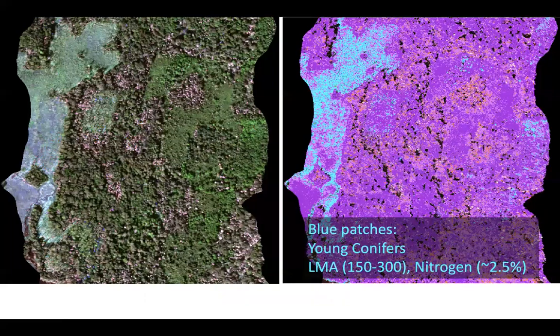These blue patches are young conifers that have high LMA, like conifers do, but they also, as young conifers do, have high nitrogen content. I remember when I was doing my PhD with Pete at the University of North Carolina, we would go out to set up our field plots. He would look for the most beautiful examples of an ecosystem, and we would set up our plots and make our measurements there.